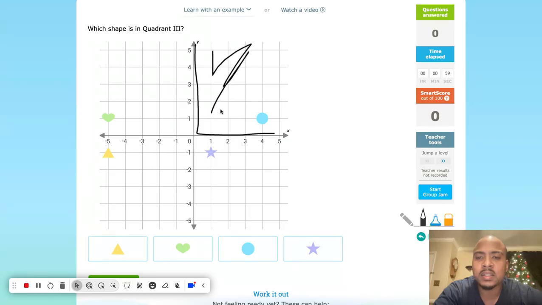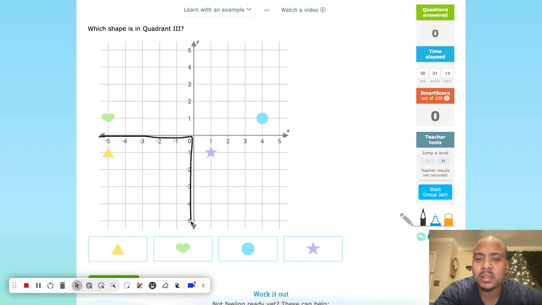So this area right here is a section. If it lands over here, like the heart, it is in this section. The triangle would be in this section, because remember, everything is related to 0. And the star would be in this section right here. So there are 4 different sections created by the 2 intersecting number lines. All you're going to do is say what section each shape is, or whatever they ask you.